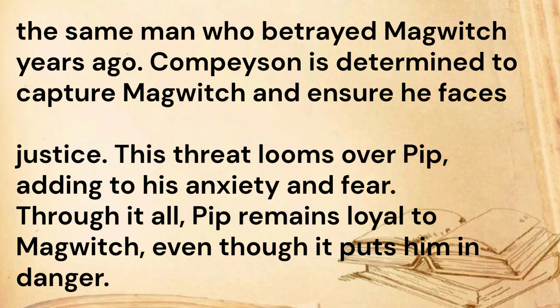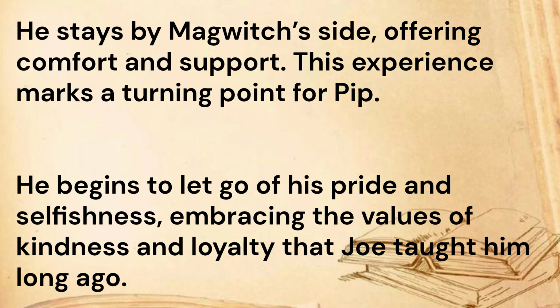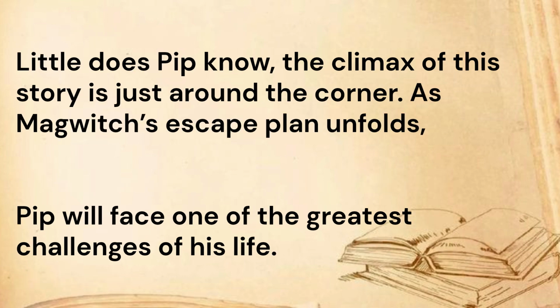Through it all, Pip remains loyal to Magwitch, even though it puts him in danger. He stays by Magwitch's side, offering comfort and support. This experience marks a turning point for Pip. He begins to let go of his pride and selfishness, embracing the values of kindness and loyalty that Joe taught him long ago. Little does Pip know, the climax of this story is just around the corner.